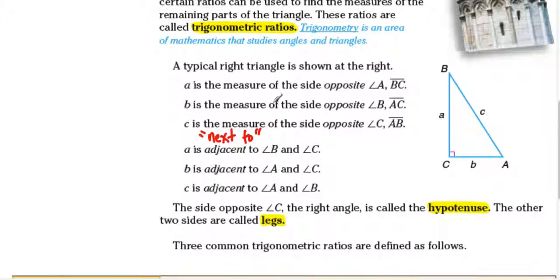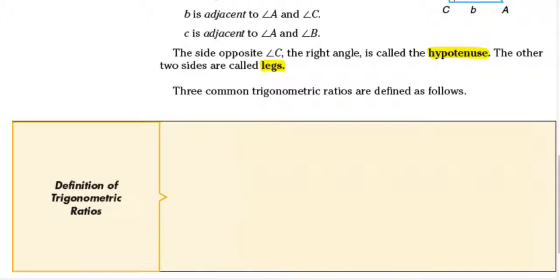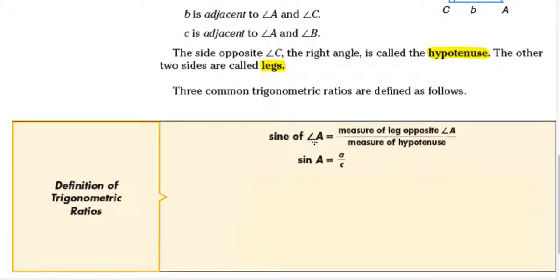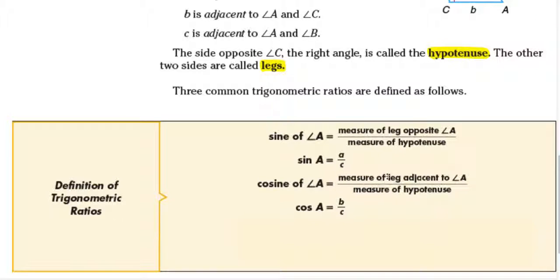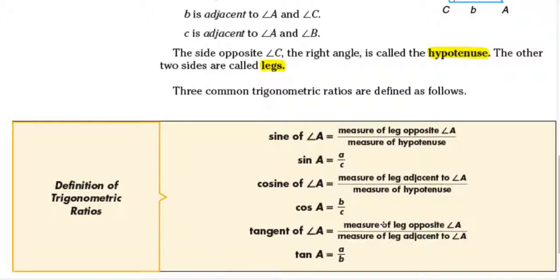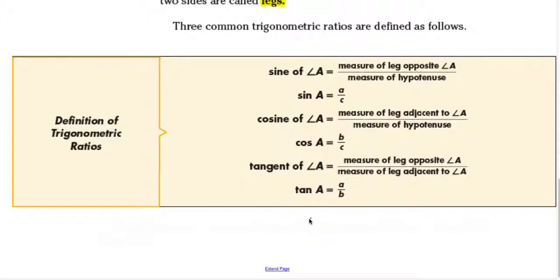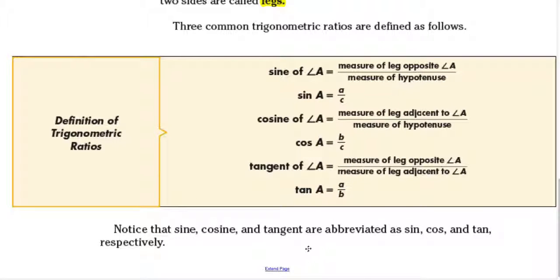These are the three trigonometric ratios we are going to talk about. The first one is the sine ratio. The sine of angle A is equal to the measure of the leg opposite angle A over the measure of the hypotenuse. So in symbols, sine A is equal to a over c. Cosine of angle A is the measure of the leg adjacent to angle A over the measure of the hypotenuse, or in symbols, cosine A is simply b over c. Tangent of angle A is the measure of the leg opposite angle A over the measure of the leg adjacent to angle A, or in symbols, tan A equals a over b. Notice that sine, cosine, and tangent are abbreviated as sin, cos, and tan respectively.